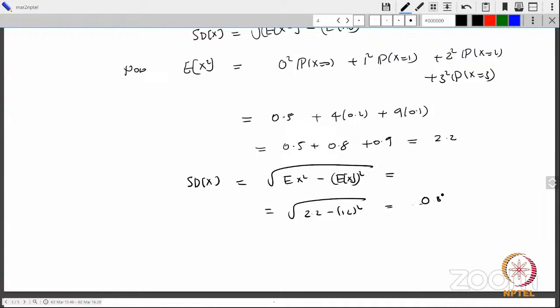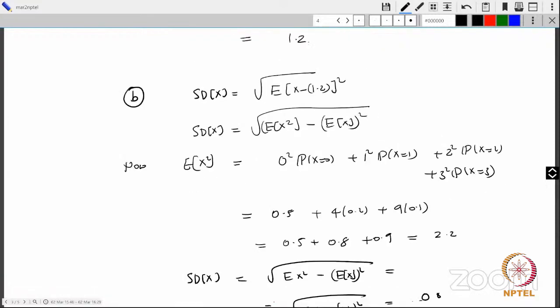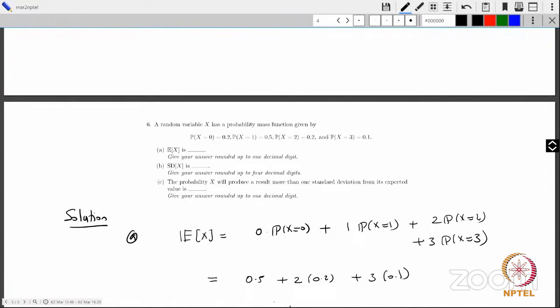Very nice. How do you do the third part? What is the third part telling you? The probability that x will produce a result more than one standard deviation from the expected value. So how do you do that now?